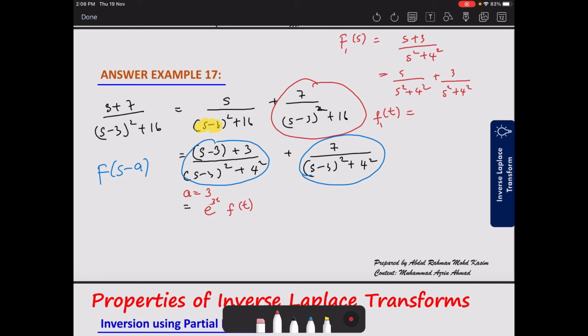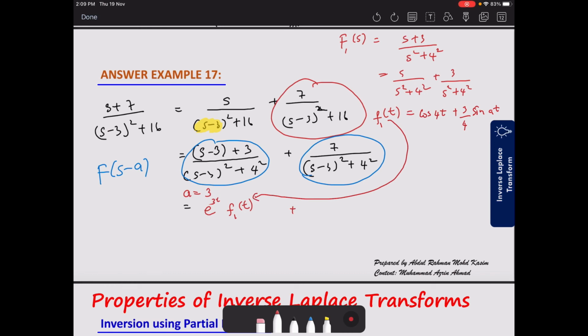Looking at the table, you have s over s squared plus a squared, which gives cos at. Your a now is 4, so cos 4t. And then what about this one? This one you will have 3 over 4, and we need to have a over s squared plus a squared, which is sine at, so you will get sine 4t for this one. So this is your ft1, and you may replace it later.